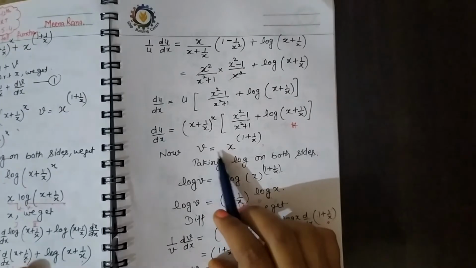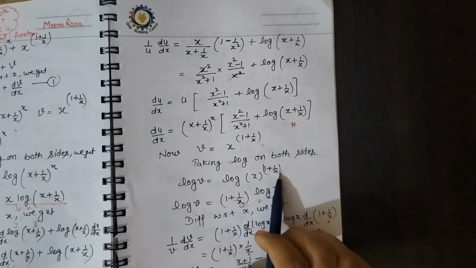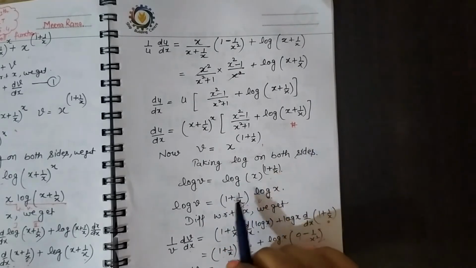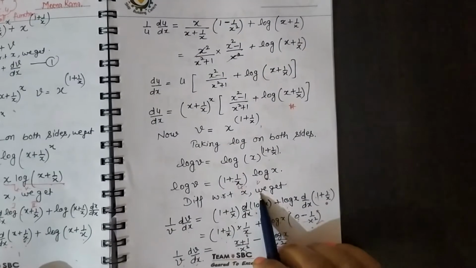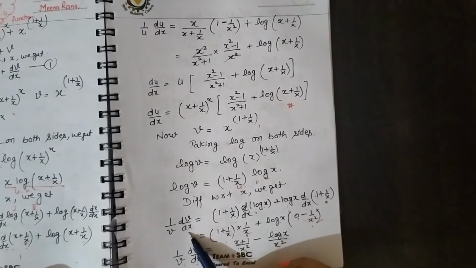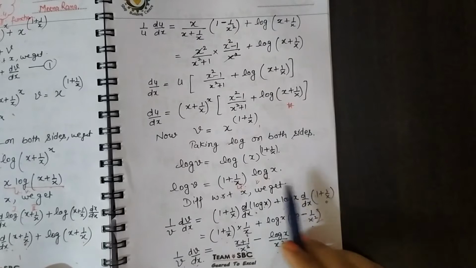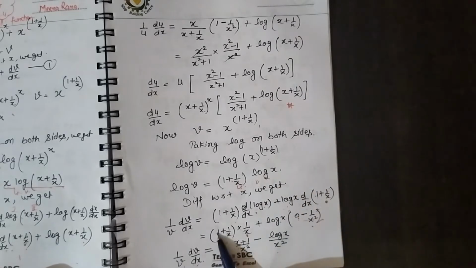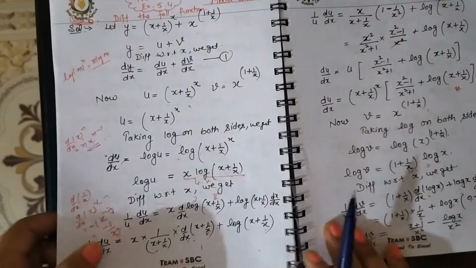Now next is v is equal to x raised to power (x plus 1 by x). Taking log on both sides, log v is equal to log of this term. So by using log m raised to power n equals n log m, it becomes (1 plus 1 by x) log of x. So again using the uv formula, differentiate with respect to x. First of all, log of v, that is 1 by v dv by dx is equal to u derivative of v plus v derivative of u, that is, log x. Okay, so (1 plus 1 by x), derivative of log x is 1 by x, plus log x derivative of 1 is 0 and derivative of 1 by x, that is minus 1 by x square.